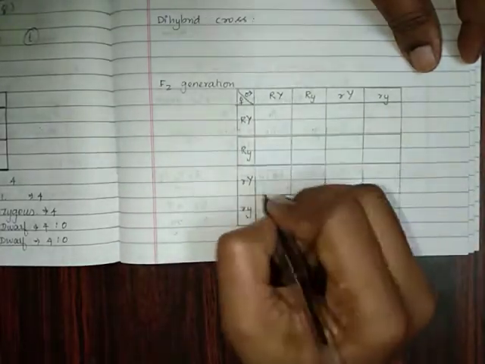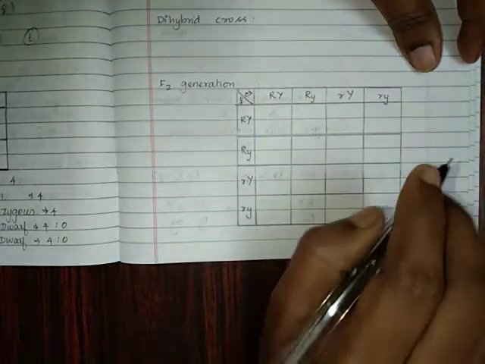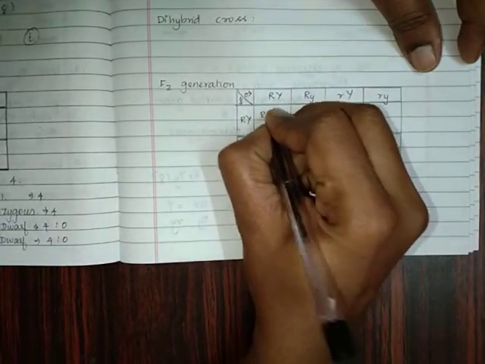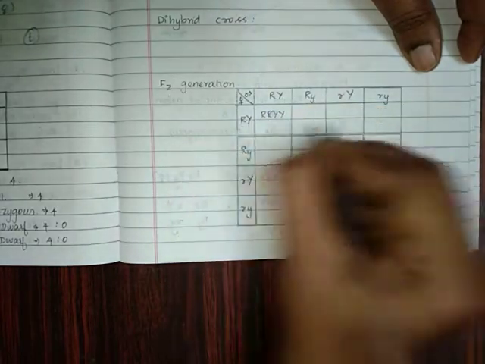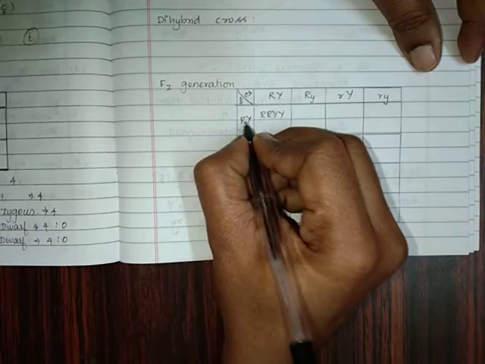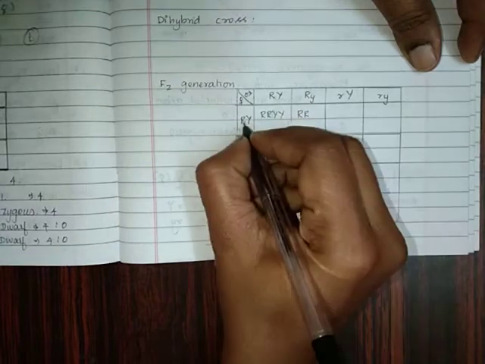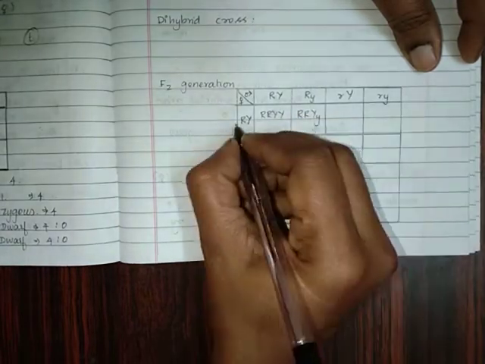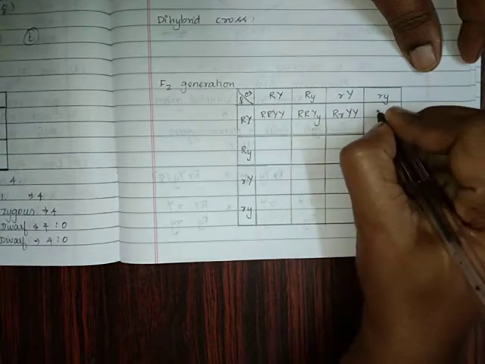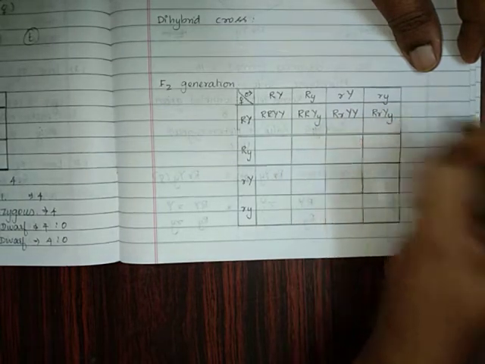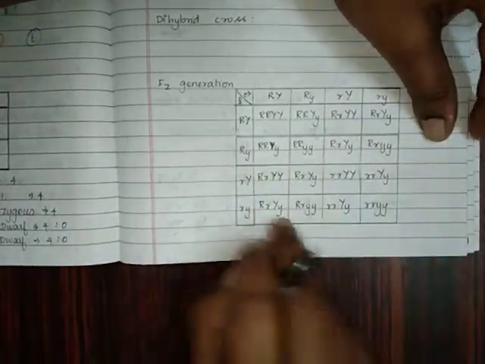When this is crossed, let us see what phenotypes and genotypes we get in the second generation, that is the F2 generation. When you write it, we will be going through each row. So capital R capital Y, capital R capital Y, capital R and capital R, capital Y and small y. Similarly capital R, small r, capital Y, capital Y. So it goes on like this. These will be the genotypes that are obtained.